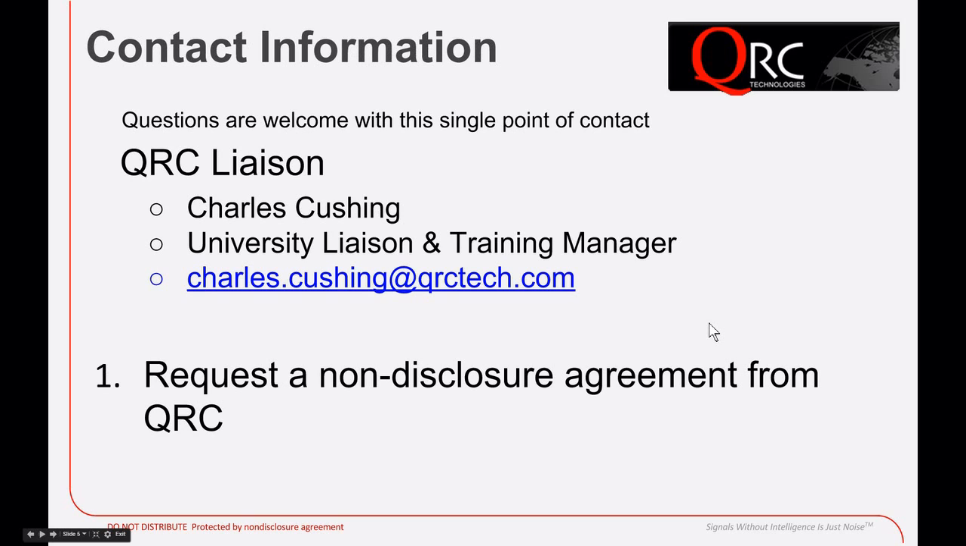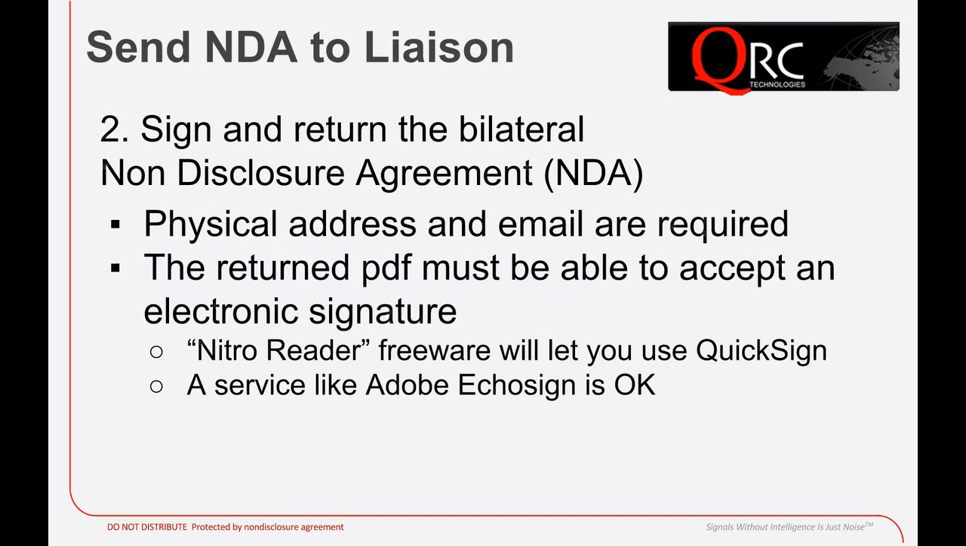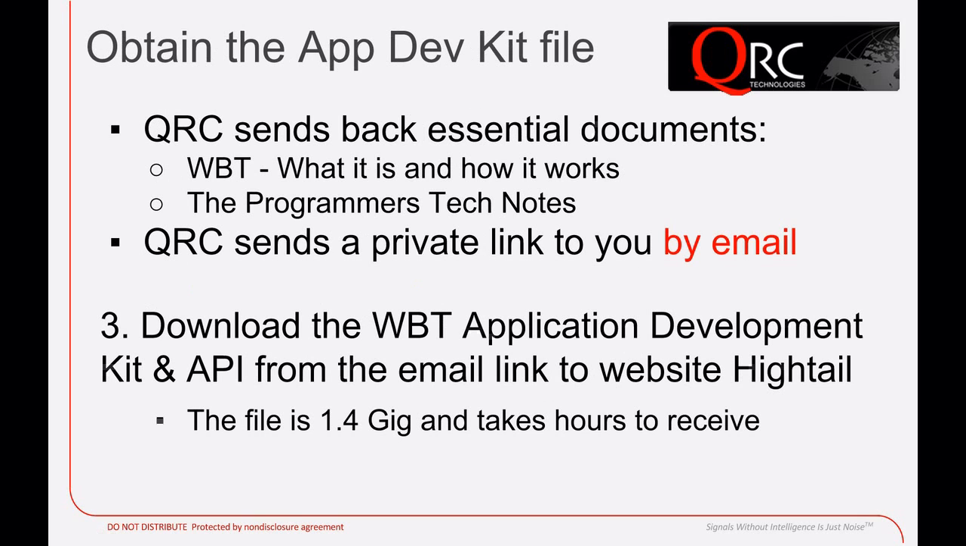Contact QRC at the Liaison to request a non-disclosure agreement form. It's a bilateral non-disclosure agreement, pretty typical for business. The form needs to be signable when you return it to us. You can use Nitro Reader or Adobe to sign your form and get it back to our side of the email. QRC returns documents to you, more about the WBT and the programmer's tech notes.